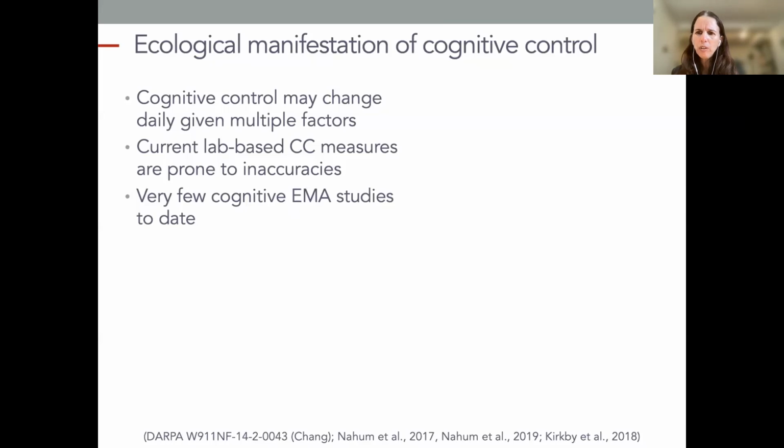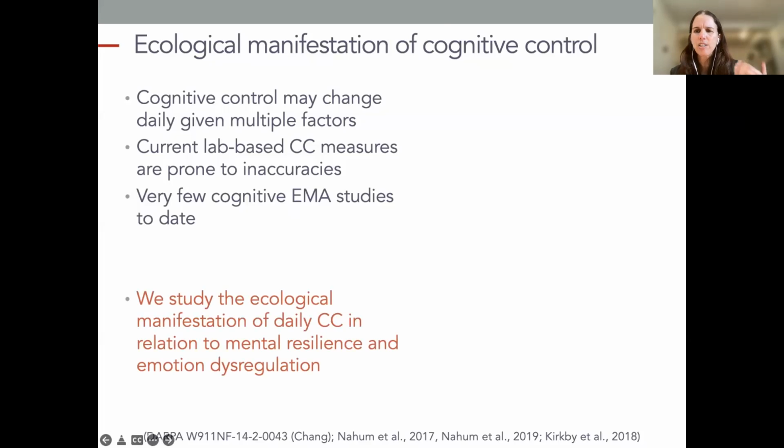And unfortunately, when you look at the literature, there are very few cognitive ecological or EMA studies to date, ecological momentary assessment, to try and tell us how does cognitive control behave in daily life and how does it change, and what can we learn about its ecological manifestation to help us to better understand its association with symptoms. So this is what we try to do in the set of studies that I'm going to show you today. We really study the ecological manifestation of daily cognitive control in relation to mental resilience on the one hand and to emotion dysregulation on the other hand.